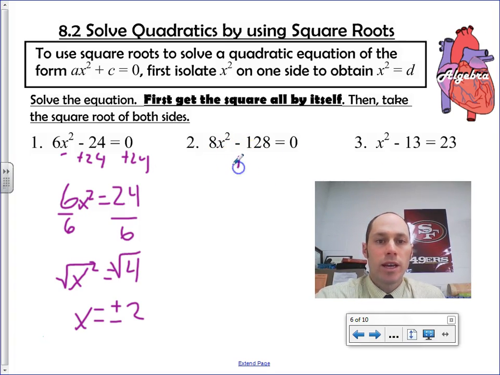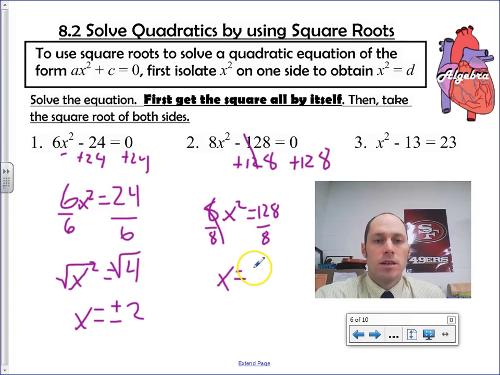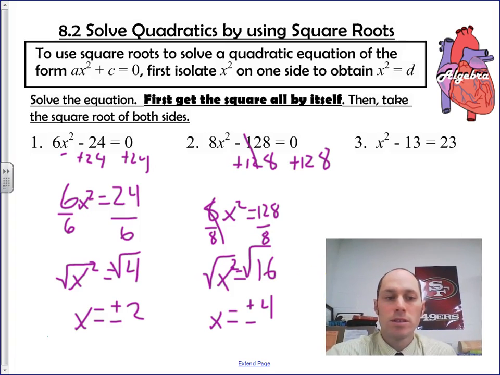So in number 2, I could add 128 to both sides. And then I have 8x squared equals 128. And then if I divide both sides by 8, I get, what is that, 16? Or x squared equals 16, rather. Square root of both sides, x equals plus or minus 4. Okay, so why don't you try that next one on your own, see if you can get the solution.